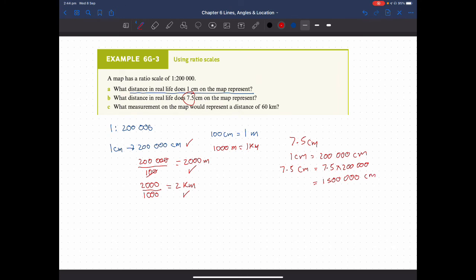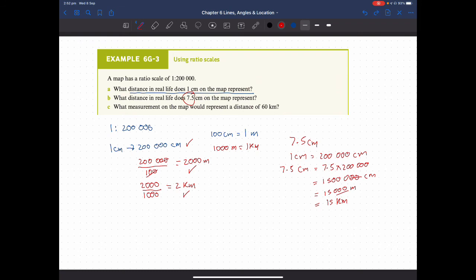Using the same conversion as before, if I divide 1,500,000 by 100, that will convert it to meters, which means I cross off the last 2 zeros. I get 15,000 meters. If I want to convert this to kilometers, I divide by 1,000, which means I'm going to cross off the last 3 zeros, which gives me 15 kilometers.